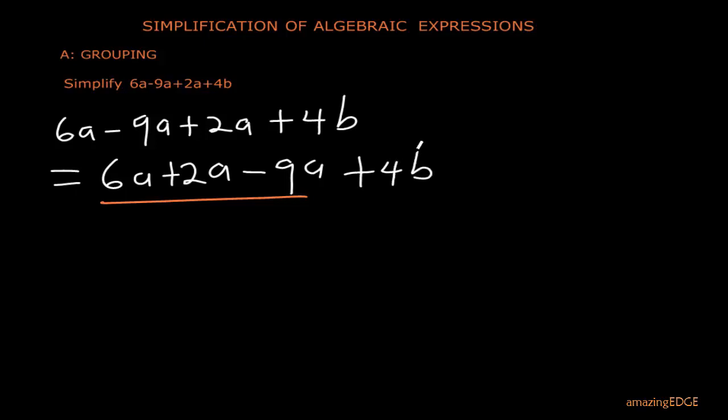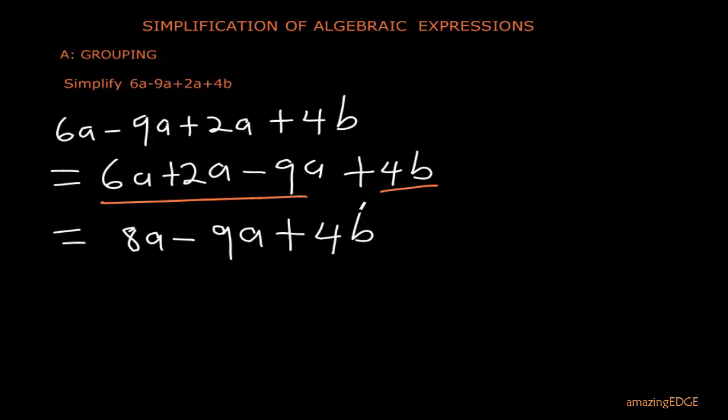Okay. So you see by grouping we have two parts now. We have the one that involves A and the one that involves B. So we're trying to group them. Those that involve A, we group them together. Those that involve B, we also group them together. And that's what we mean by grouping in simplifying algebraic expressions. So this will now give us 6A plus 2A is 8A. So we have 8A minus 9A, okay, plus 4B. Then, as you can see, we can go further.